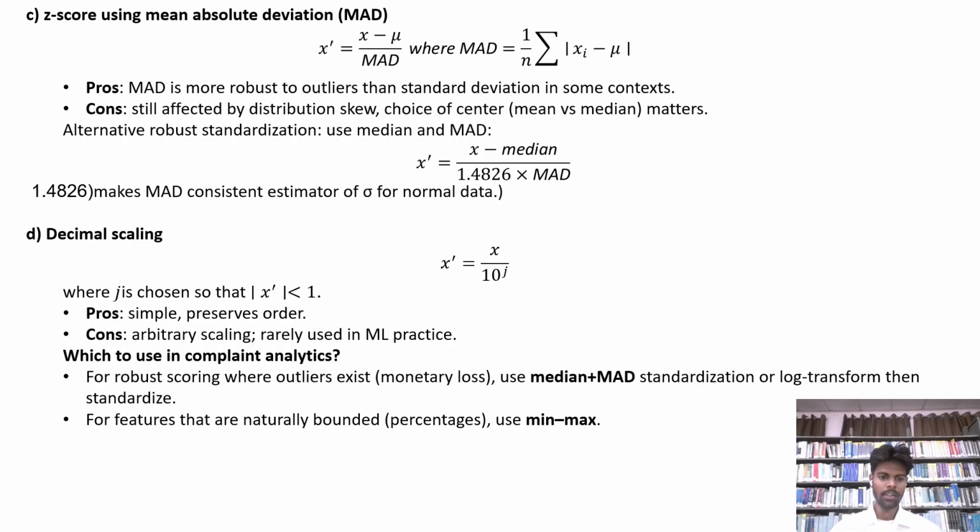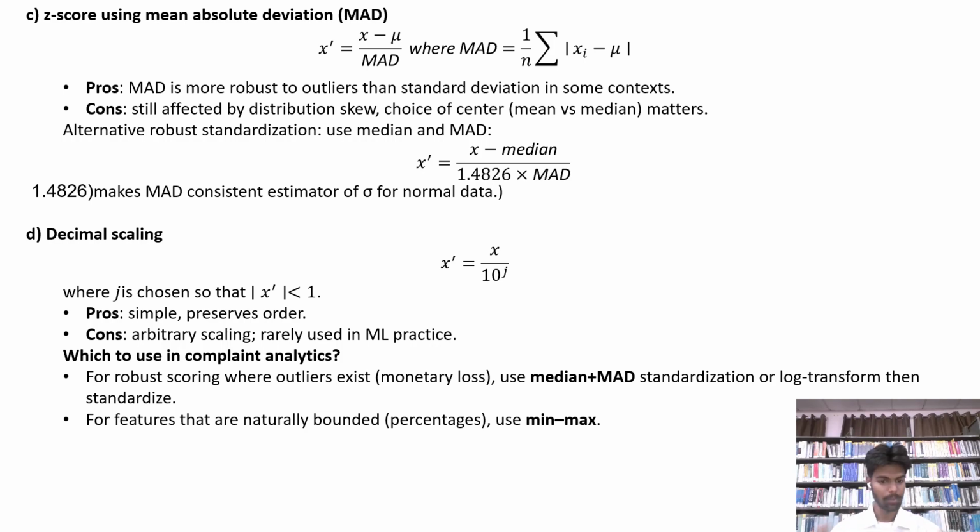D1, decimal scaling: x complement will be x divided by 10 to the power j, where j is chosen so that x complement will be less than 1. Pros include simple and preserves order. Cons include arbitrary scaling, rarely used in ML practice.